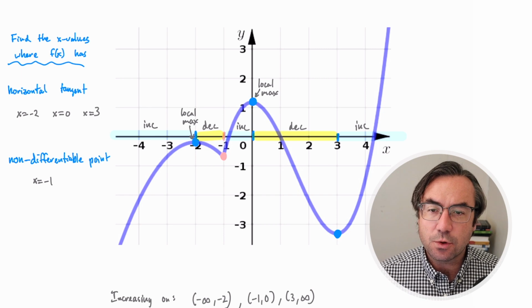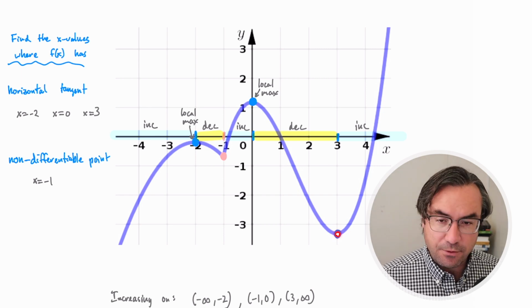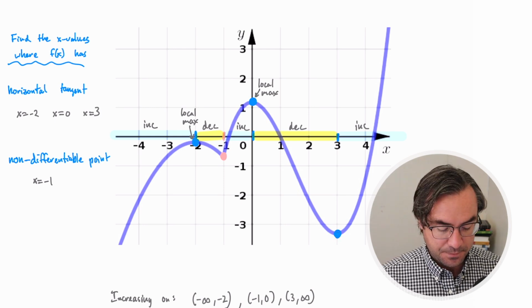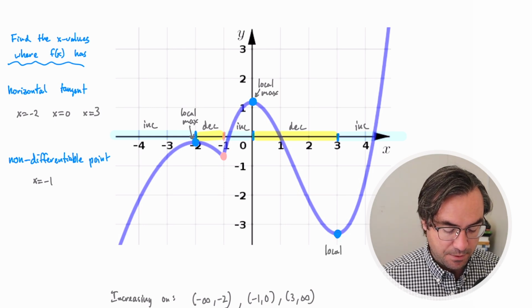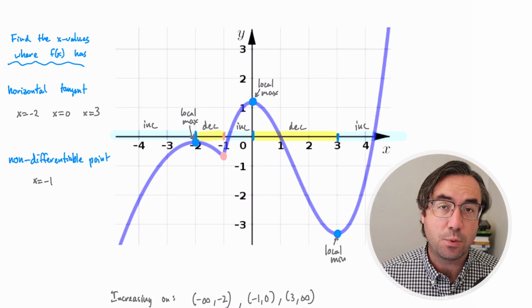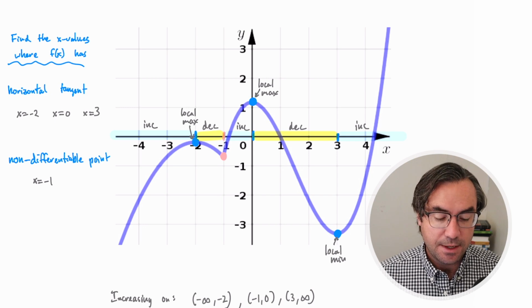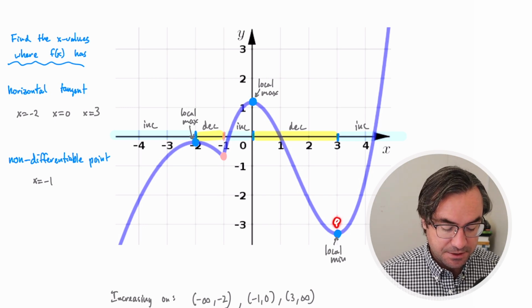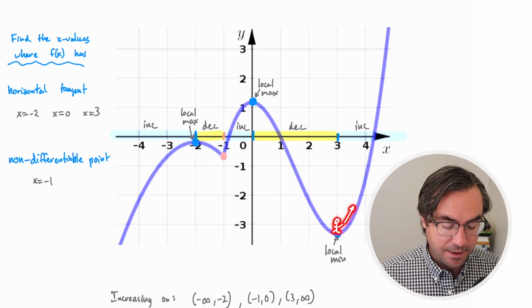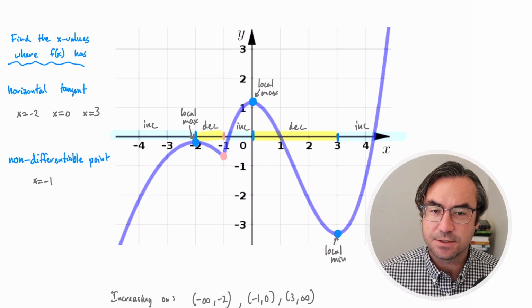And then what about some local mins? Well, we see a local min right here, kind of probably the most obvious one. So that's a local min point on our graph. It's a low point. And a way to think of minimums is, again, if you were standing at that point, it's uphill in both directions.